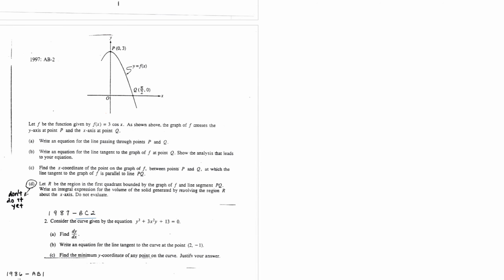Alrighty guys, so we're now in 1987, AB question number 2. We're going to go through these questions, and then finally after this question we get to the first BC one. I can't wait. So let's go ahead and do this quickly.